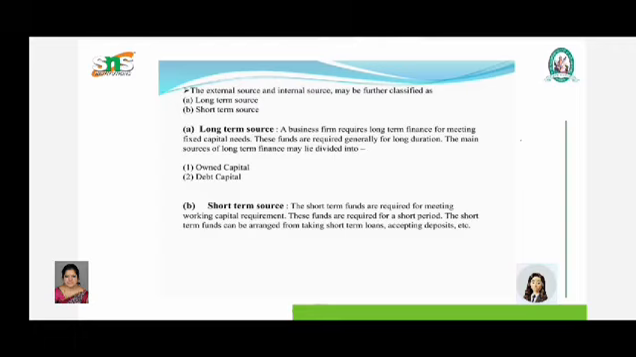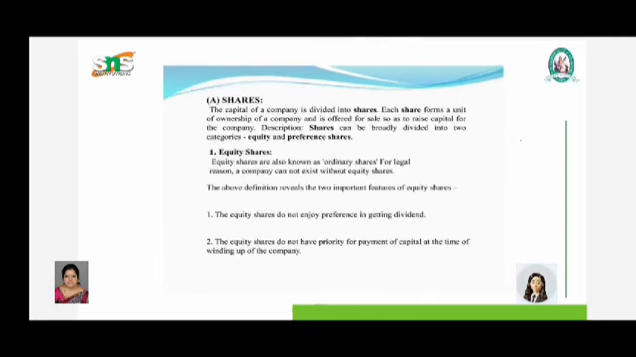This finance is generally used to finance fixed assets, expansion of companies, increasing facilities, construction of projects on a large scale, and acquisition of companies. Next we see sources of long-term finance under shares: equity shares and preference shares.